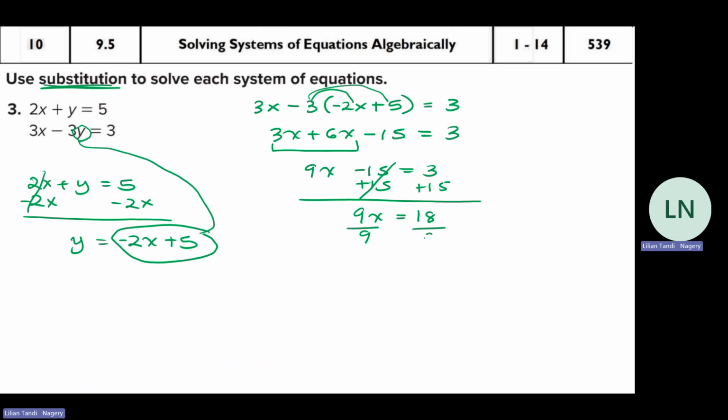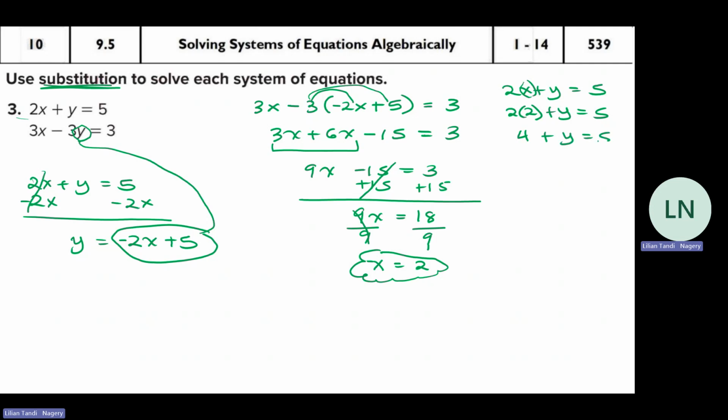Divide by 9, divide by 9. x equals 2. Okay, now I need to find y. I will use the first equation. 2x plus y equals 5. I know x, so I should have parentheses here. So 2 times 2 plus y equals 5. 4 plus y equals 5. Subtract 4 on both sides. y equals 1.